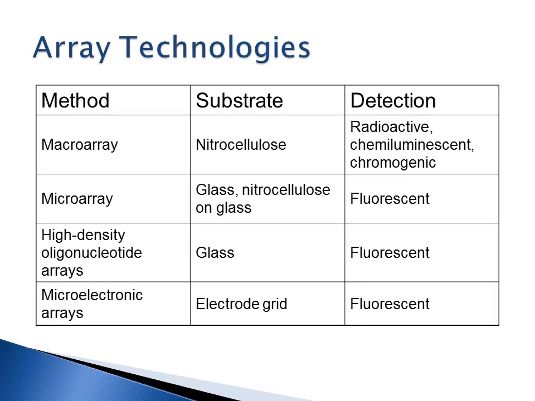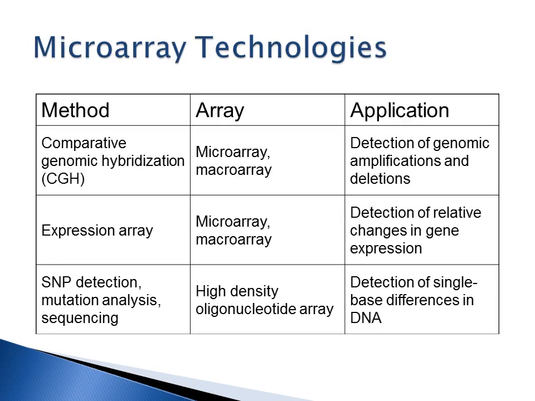There are many different types of array technologies. There's microarrays, there's high-density oligonucleotide arrays, there's microelectronic arrays, and the detection systems are going to vary depending on the array that you're using. Also, the substrate is going to vary, whether it's going to be glass or an electrode grid or nitrocellulose membrane.